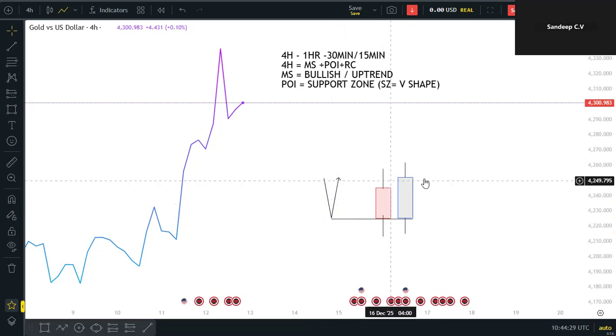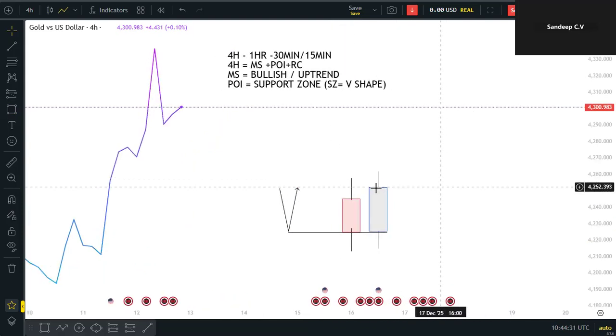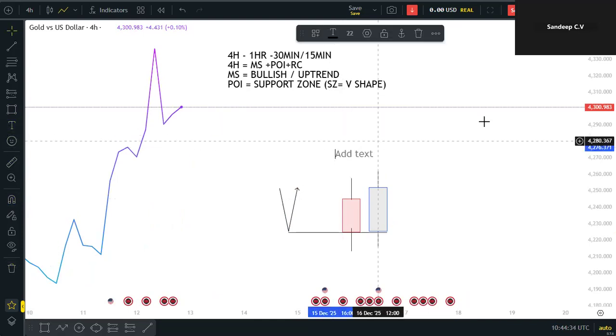So you must always wait to confirm that this is what makes up your support zone. The support zone on line charts is a V shape. And your support zone on candlestick is a sell candle, let me use the acronym SC, a sell candle plus a buy candle.